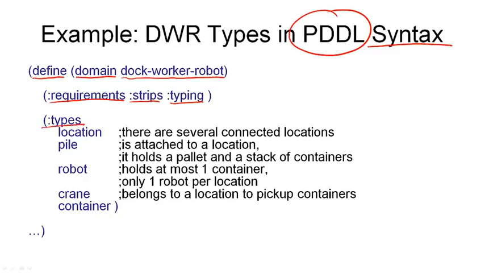The types are introduced by the keyword types, as seen here, and then we simply name the different types, the symbols that identify them. Location, pile, robot, crane, container. These are the types we've seen in the previous slide.